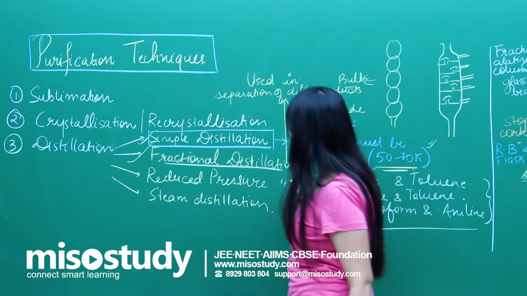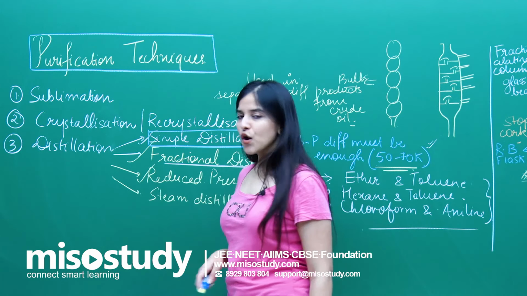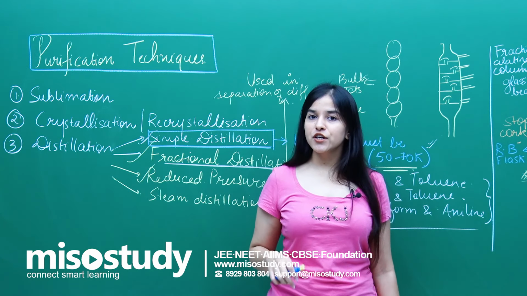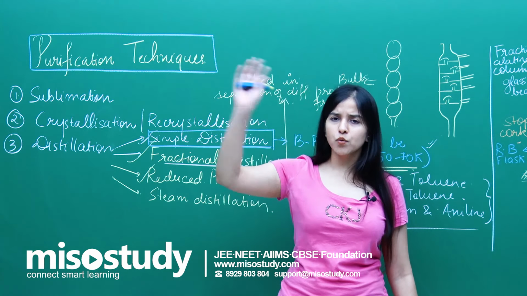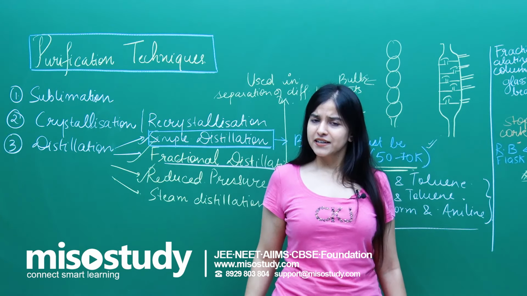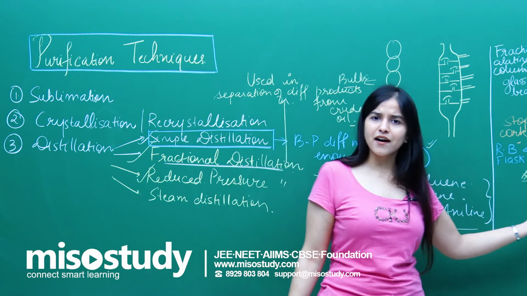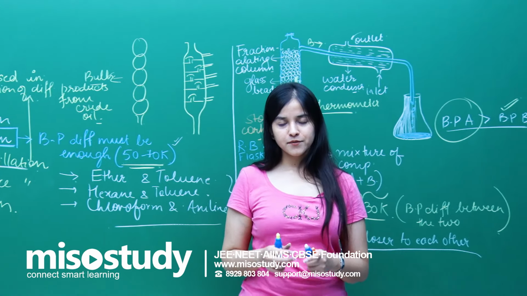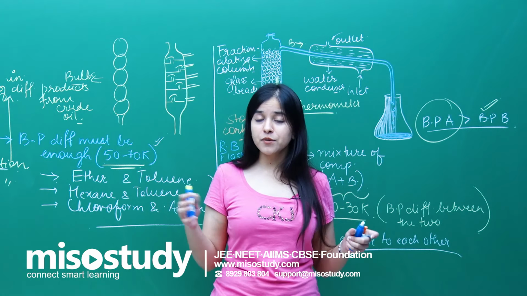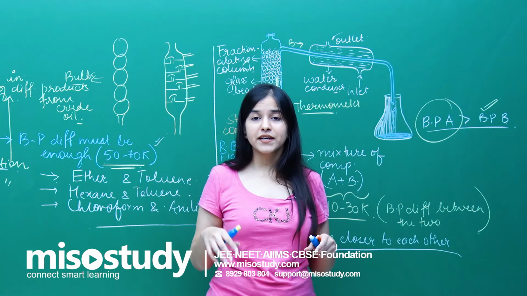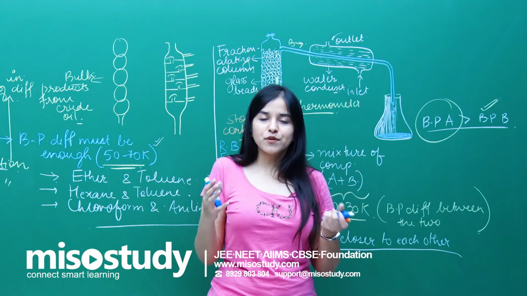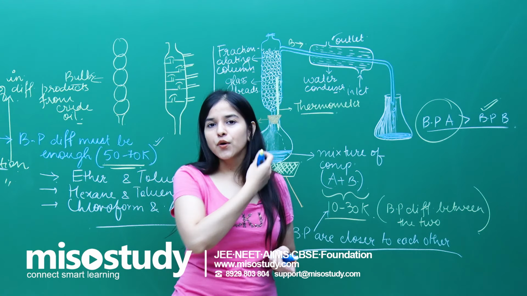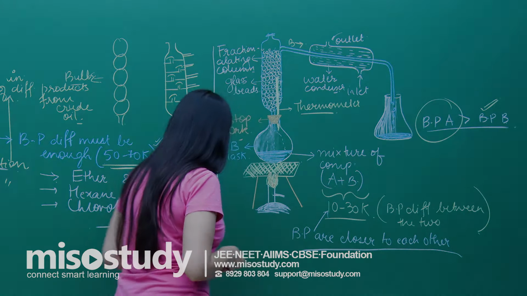What is the next one? Reduced pressure distillation. What is reduced pressure distillation? This particular distillation is used whenever a compound has such a high boiling point that we cannot just heat the RB and obtain it. So in order to do that, we reduce the pressure on the surface of the liquid and it boils off. That means we are in turn reducing the boiling point. So here is the technique.